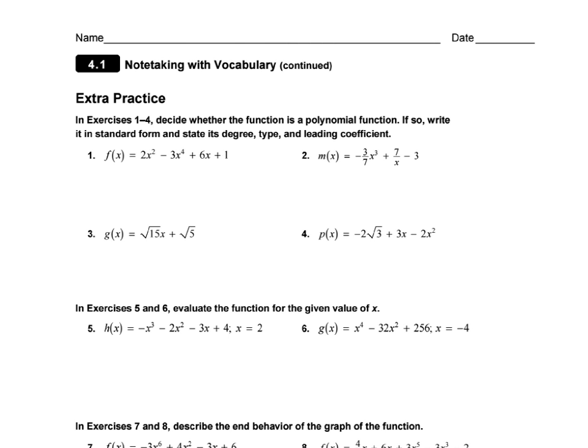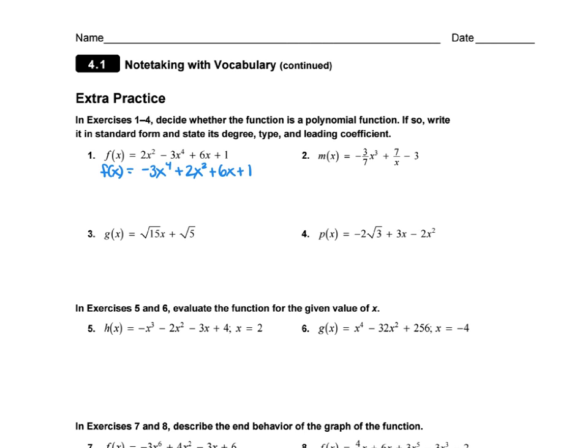Okay, so for number 1, first thing I'm going to look for is the exponent. I'm going to look at the exponents. +2, +4, +1. All of my exponents are positive. They're all whole numbers. That means this is a polynomial. Now I'm going to go ahead and write it in standard form. Okay, so from biggest degree to smallest. So the first term should be -3x to the 4th. And then 2x squared. And then the 6x. And then the 1. Okay.